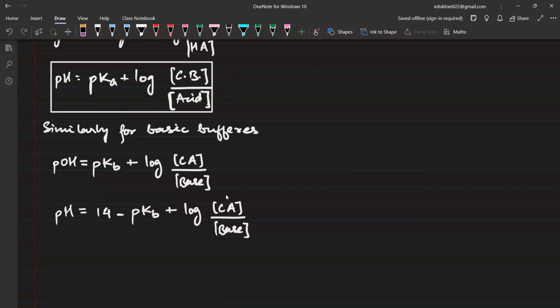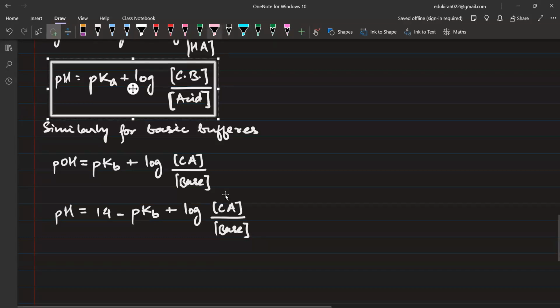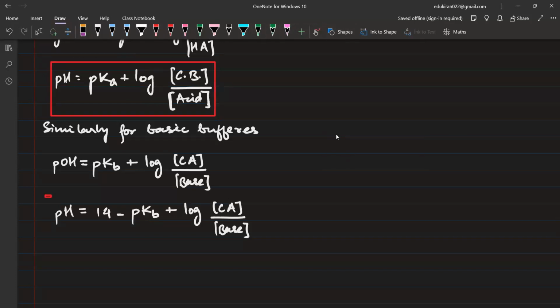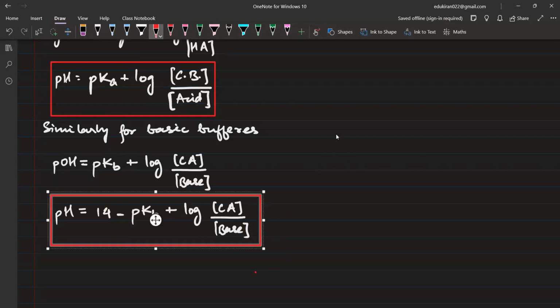This is the pH of acidic buffer. This is the pH of basic buffer. So quickly write this down. Raise your hand once you're done.